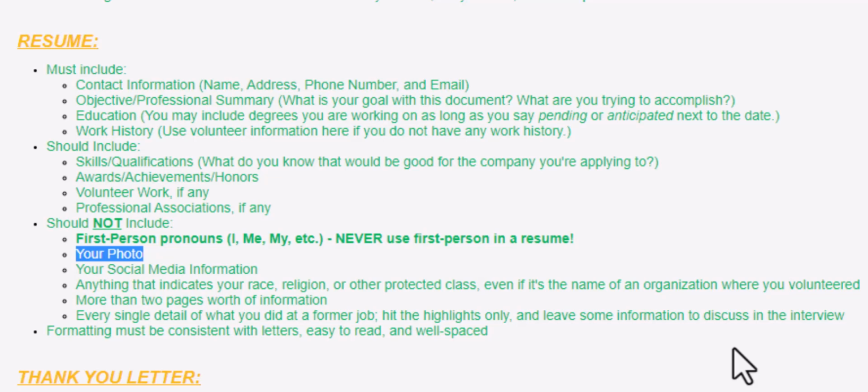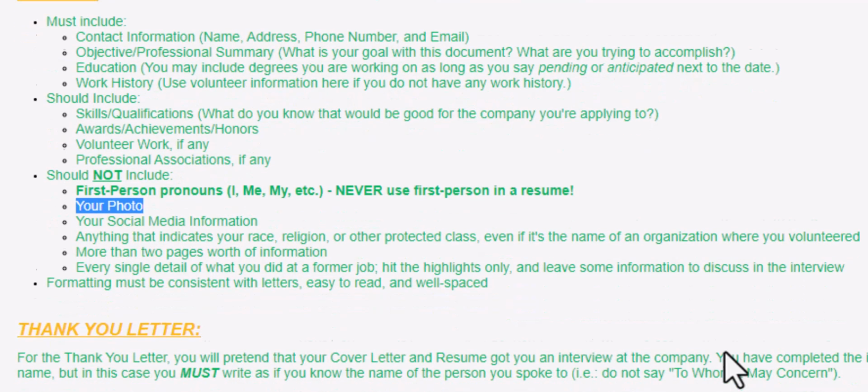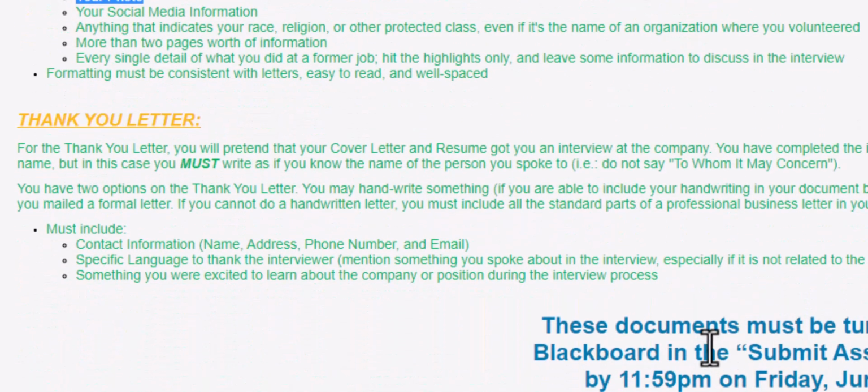The goal of a cover letter is to get them to look at your resume. The goal of the resume is to get them to call you in for an interview, not to tell them everything about you. On the thank you letter, you have 2 choices. You can either handwrite a thank you letter like you would in a small card, and you can include an image of it, or you can write a formal business letter as a thank you letter with all of the appropriate parts of a business letter.